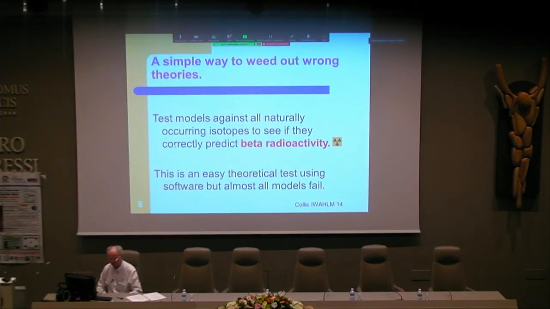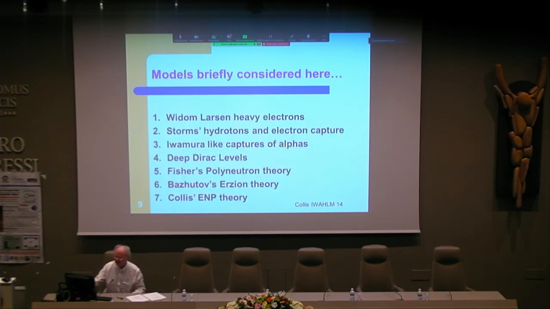So how do we weed out all the wrong theories? I have one particular method, because it suits me as a computer programmer, which is to use some software to see how the model behaves given any naturally occurring isotope on Earth, one could almost say in the universe. Any natural on Earth obviously means stable isotopes. So I'm going to apply this test to some well-known models: the Widom-Larsen model, which invokes heavy electrons; Storms' hydrotons, and also electron capture; the Iwamura-like captures of alphas; deep Dirac levels; Fischer's polyneutron theory; Bajutov's Ertzion theory; and my own theory. But I'll be talking more about my own theory tomorrow.